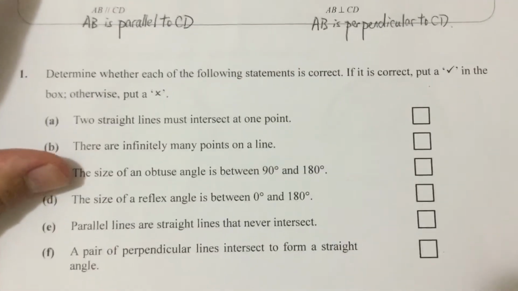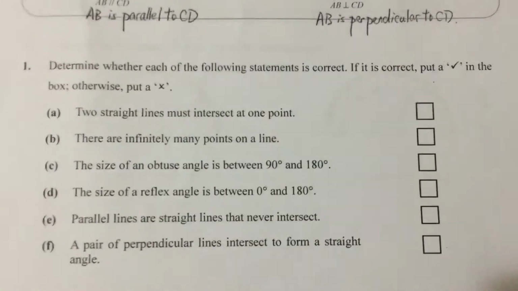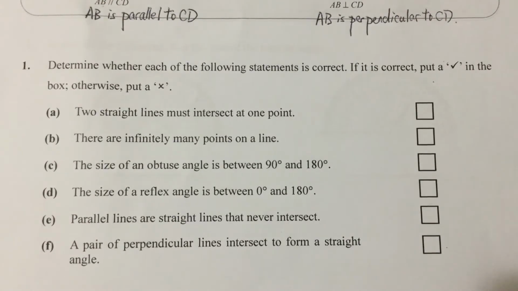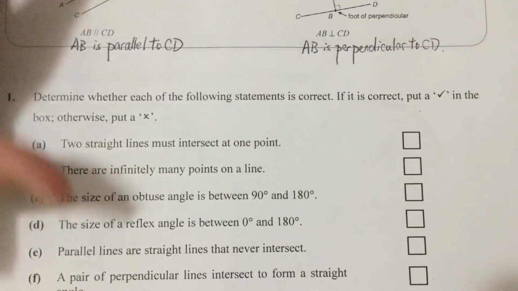Okay, question 1. Determine whether each of the following statements is correct. If it is correct, put a tick in the box. Otherwise, put a cross. Okay, now first of all, A. Two straight lines must intersect at one point. Okay, I will give you 5 seconds to try the answer. Okay, the answer for part A is not correct.